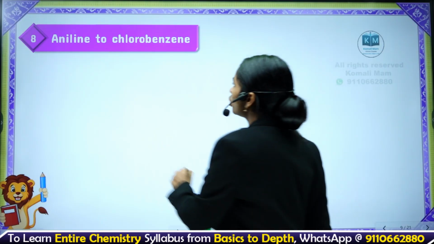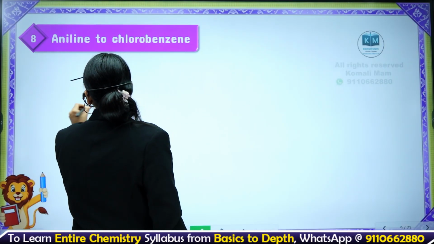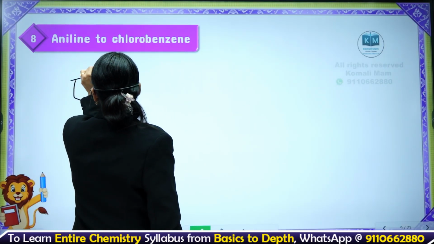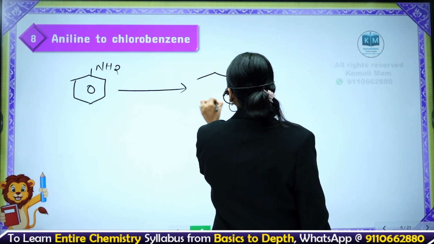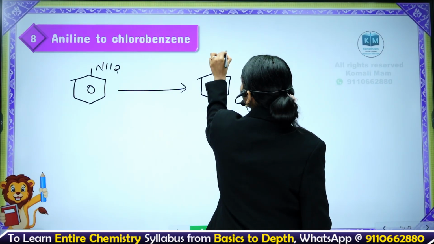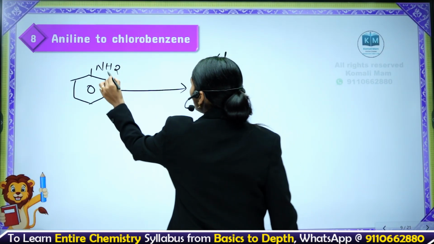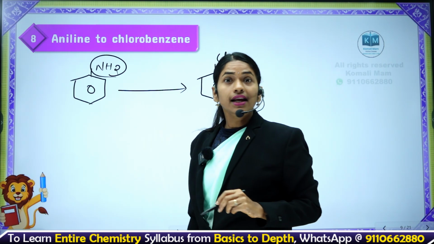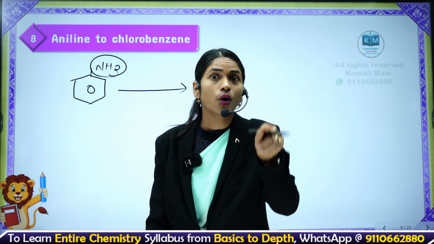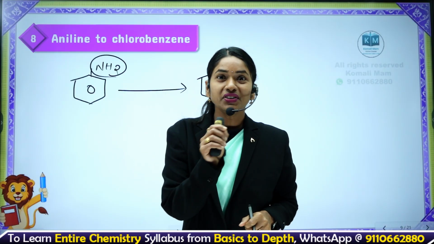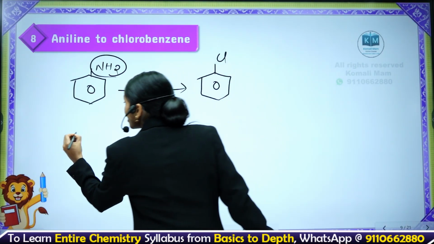Next, aniline to chlorobenzene. See how excellent the conversions are. How can we do aniline to chlorobenzene? This group we want to replace. The aniline NH2 group is not a good leaving group. We can't replace that easily. So what can we do? We can do diazotization.